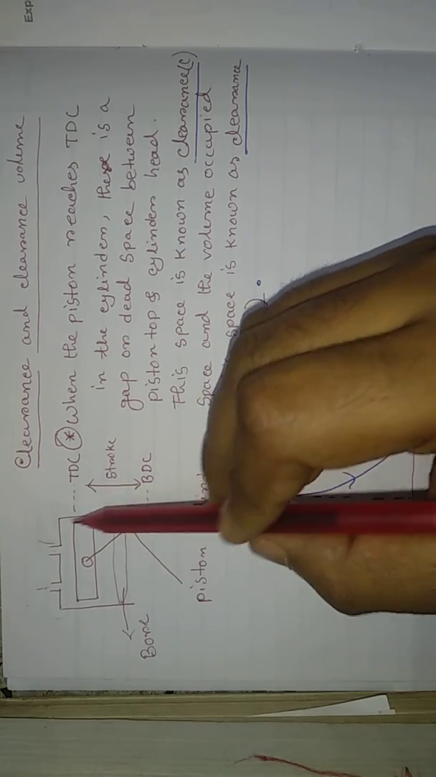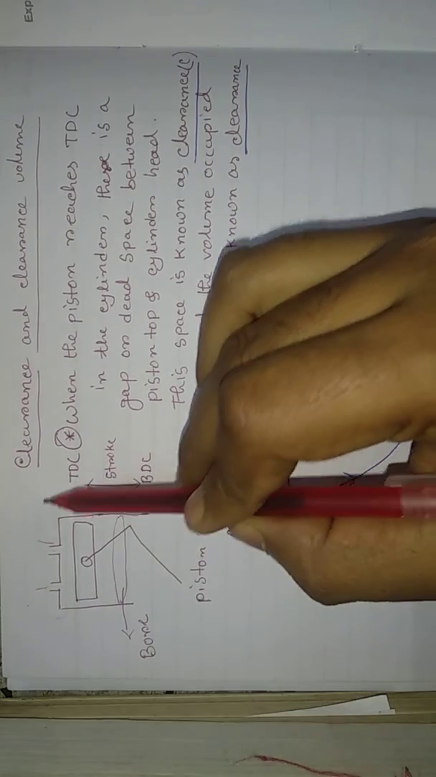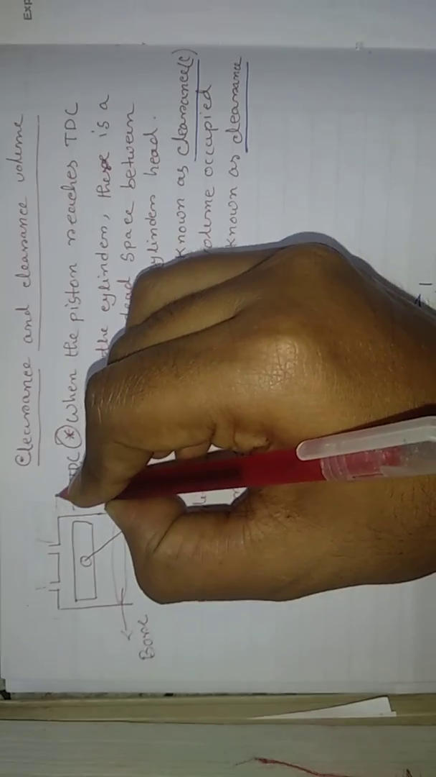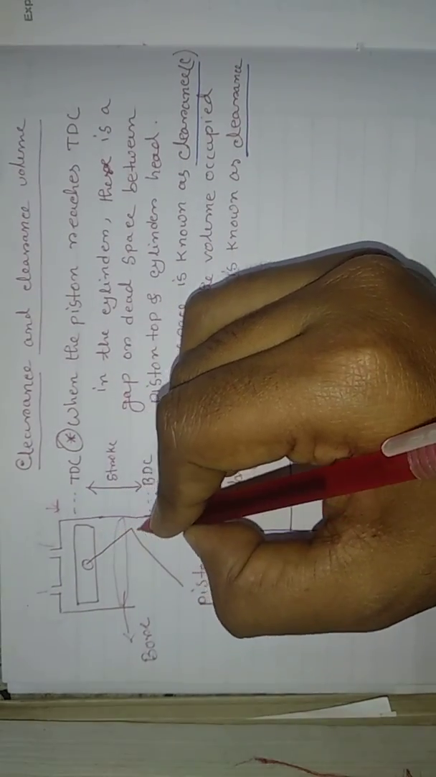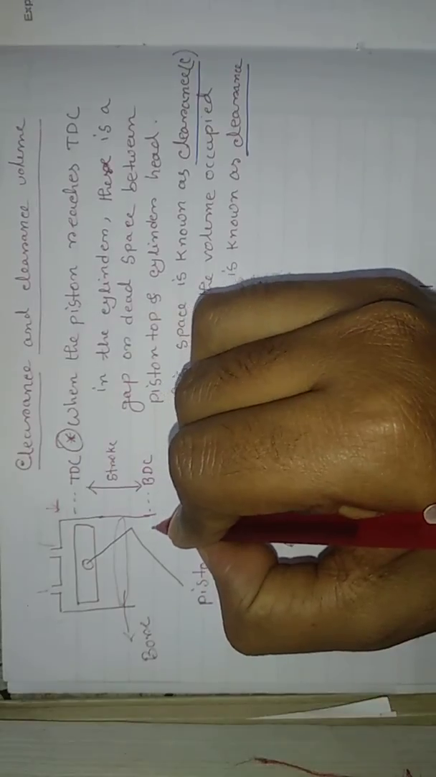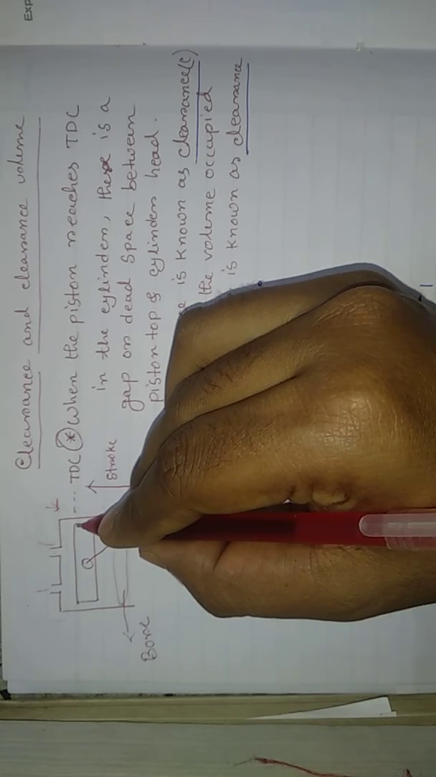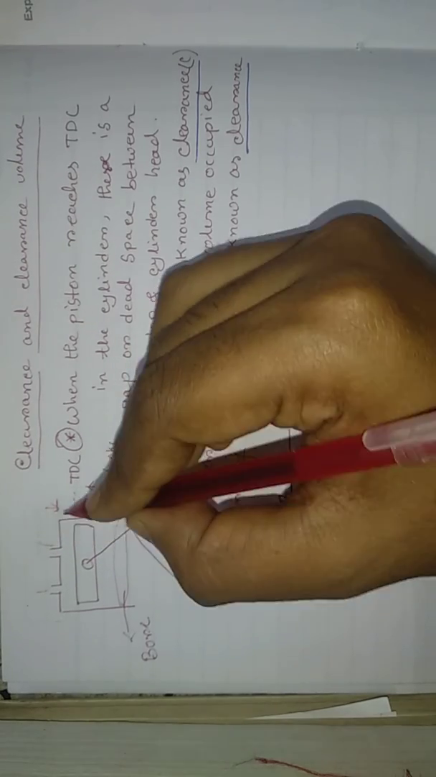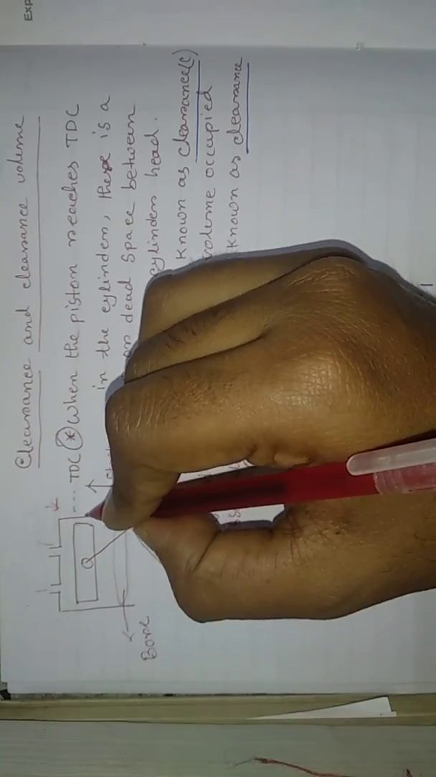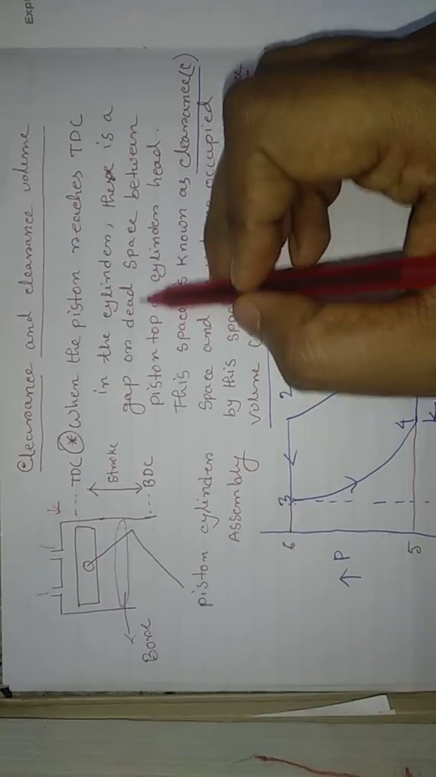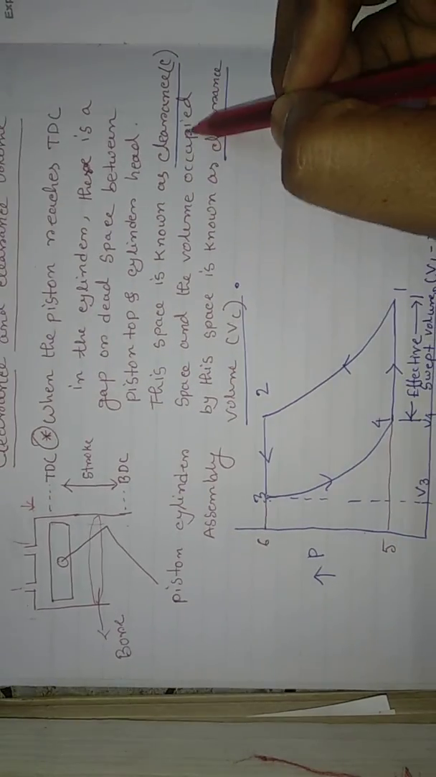There is some gap between the top dead center and the cylinder head. So this is the top dead center. The piston can move down to bottom dead center and up to top dead center, but it cannot reach up to that point. So there is some gap, and that gap or dead space is basically called clearance.